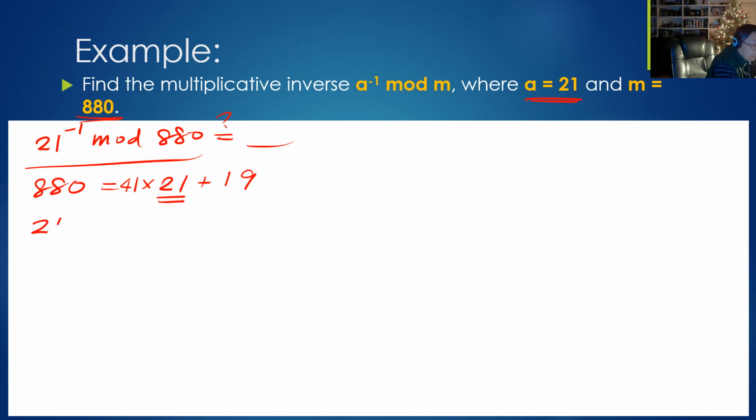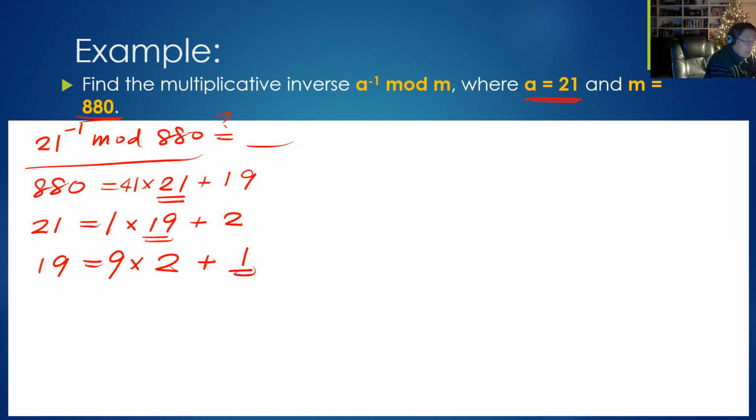Now divide 21 by 19. What is the quotient? 1. What's the remainder? 2. So 1 times 19 plus 2 is 21. Then we do 19 divided by 2. What's the quotient? The quotient is 9. 2 times 9 is 18. Then we have 1. So now we got 1. We're done. The next step is we just do the reverse of this.